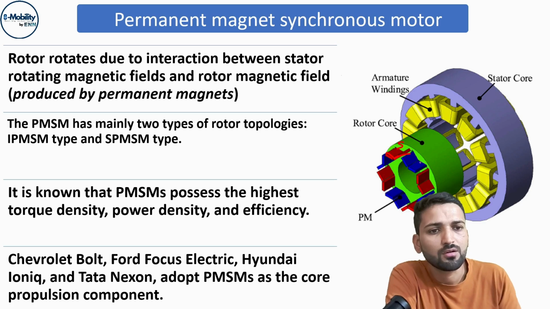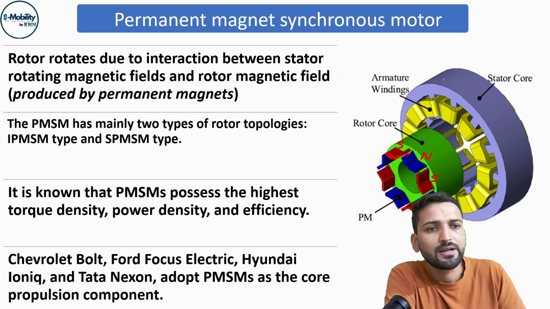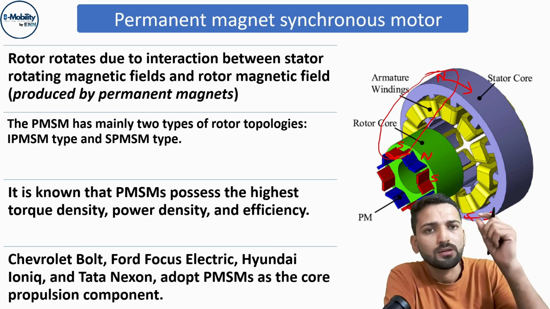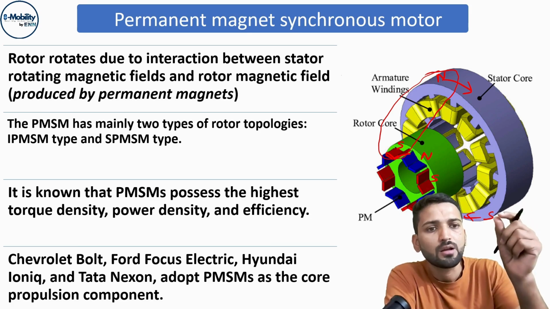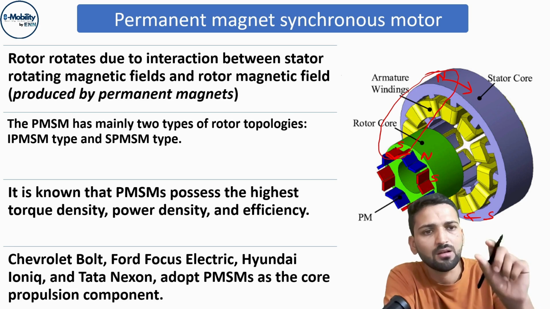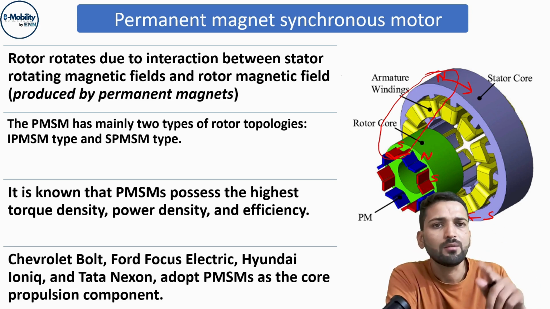So these are the north-south magnets we are putting here, and in the stator, again, there is a rotating magnetic field. As the rotating magnetic field rotates, the north pole on the stator will couple with the south pole on the rotor, and once the magnetic coupling is done, they both will be rotating at a similar speed.